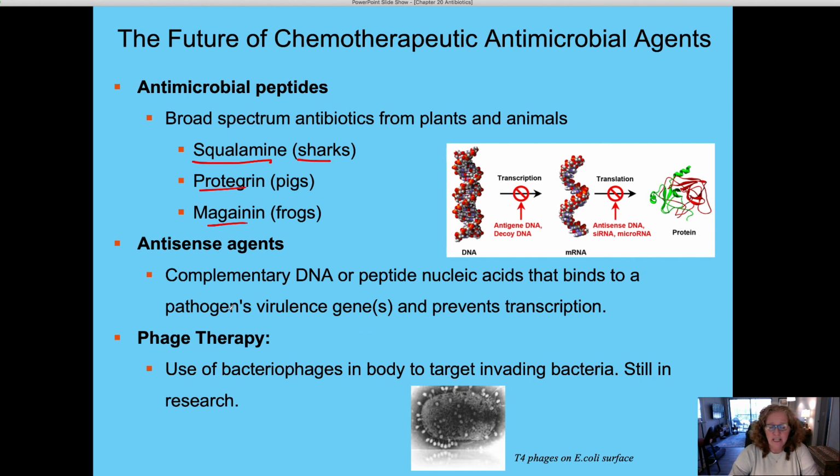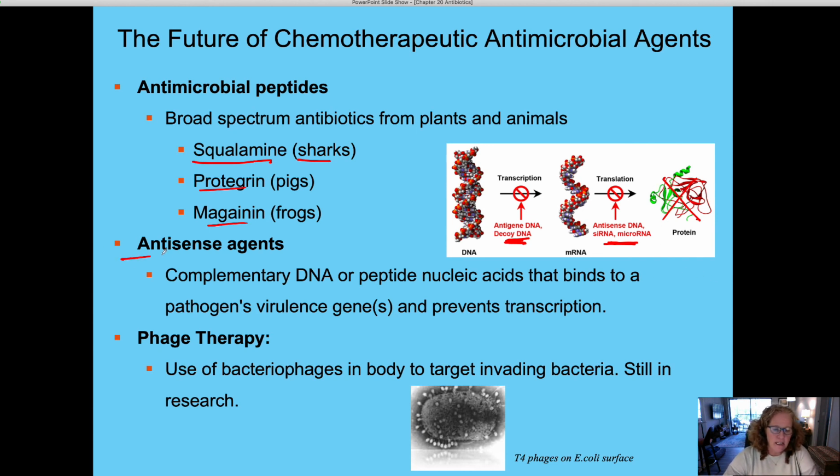Another is the antisense agents. Antisense agents are a complementary DNA or RNA that can be given that will bind to the RNA of a virulence gene so that that RNA cannot be translated. So an antisense, right here, can prevent translation. If it's an antigene, they call it a decoy, then it'll inhibit transcription. And then whatever protein is being targeted will not be made, and the bacteria wouldn't be able to survive.